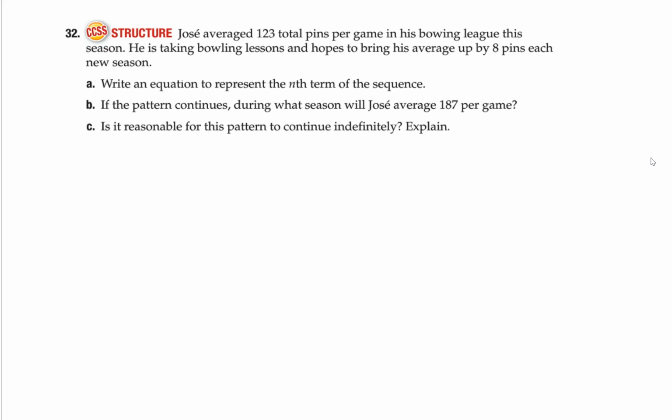Next one. Jose averaged 123 total pins in his bowling league this season. He is taking bowling lessons and hopes to bring his average up by 8 pins each new season. Write an equation to represent the nth term of the sequence. So let's see what's going on. He starts off with 123 total pins. That's A1. He hopes to go up by 8 pins. So my common difference is going to be 8.